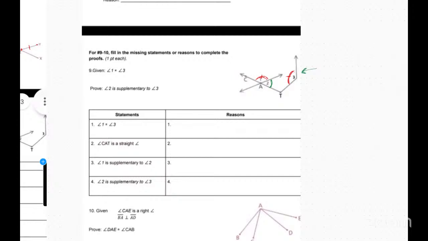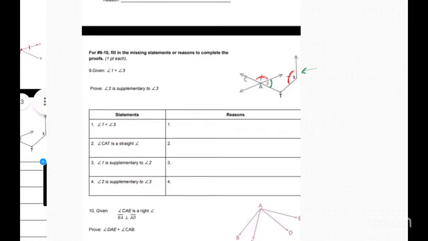Mm-hmm. And so all we have to do is figure out how I can prove that it's also supplementary to 3. And I feel like there's a reason in your list of reasons that says something like supplementary angles to congruent angles are supplementary or something like that. So anyway, let's give the reasons here. 1 is congruent to 3. What would the reason be for that? Given. Perfect.